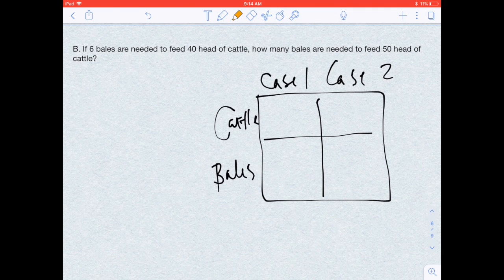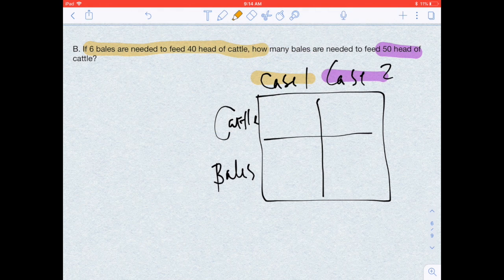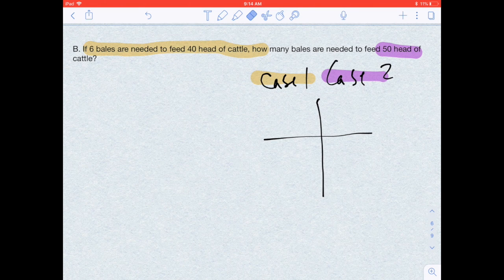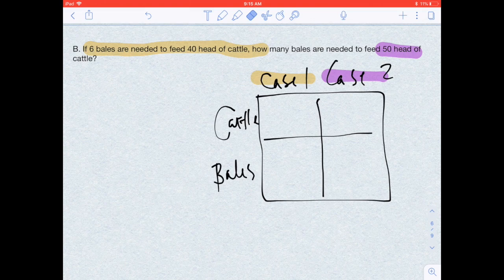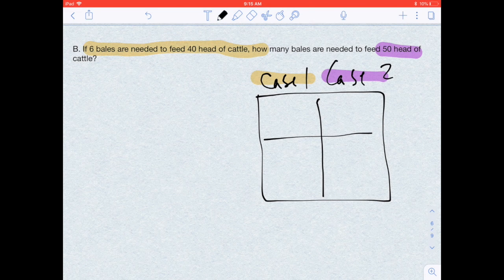And let's see. 6 bales for 40 heads is my first case. And then my second case is my 50 heads. Oops, sorry. Didn't get to do my highlighting here. Love the highlighting. It makes it so pretty. So I might have written this backwards to how you wrote it. So let me make this the way you probably wrote it. Frustration. Okay. So we're going to do bales to cattle.